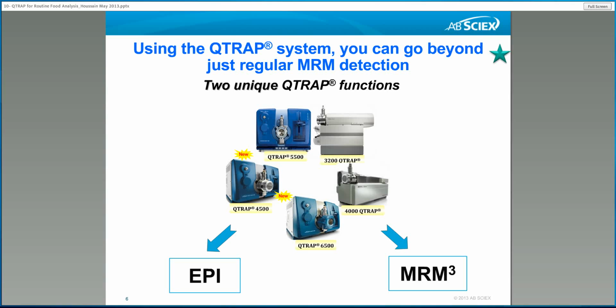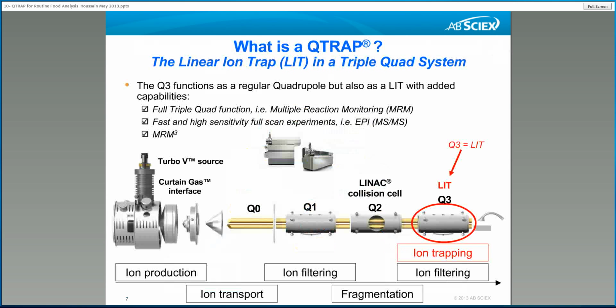So as I have just mentioned, using the QTRAP technology, you could go beyond just basic MRM detection to help you resolve many of these questions. This is mainly using two unique QTRAP functionalities, including the Enhanced Product Ion scan mode, or EPI, and the MRM³ scan mode, which I will be discussing each one of them separately in more detail in the following slides.